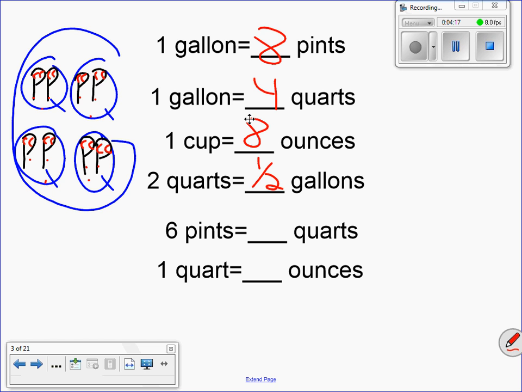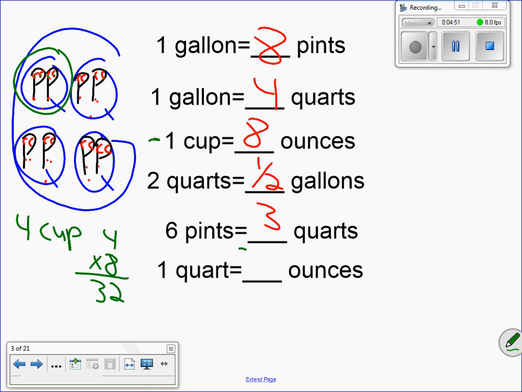6 pints equals how many quarts? Well, let's take a look. 1, 2, 2 pints. 3, 4, 4 pints. 5, 6, 6 pints. How many quarts? That's 3 quarts. 1 quart is how many ounces? So in one of these quarts, kids, this is how you're looking at this. In one of these quarts, how many ounces do we have? Well, we have to find out how many C's we have. We have 4 C's. So that means we have 4 cups. 1 cup is 8 ounces. So we're doing 4 times 8 to answer that question, which is 32 ounces.